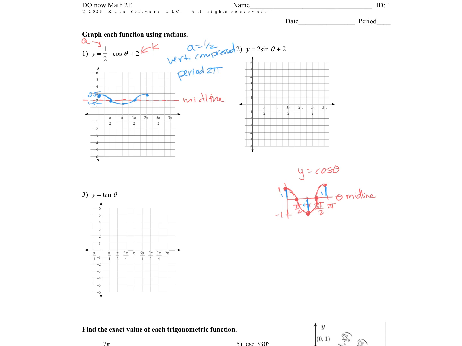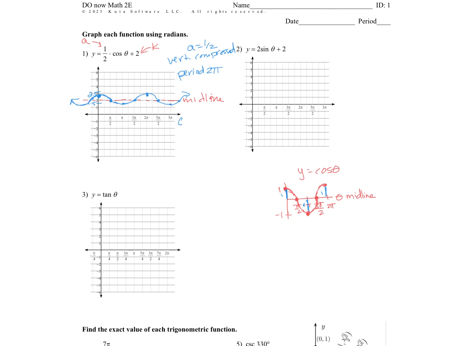But cosine does go on forever. So for example, at 5 pi over 2, I'd be coming back down to my midline. At 3 pi, I'd be 1/2 unit below. And then I'd be coming back up to my midline and going half a unit above. And over here, I'd be coming back down to my midline, going half a unit below, coming back up. So I'm going to just put some arrows there because cosine goes on forever.